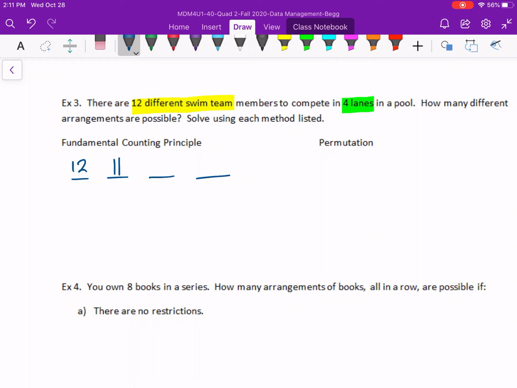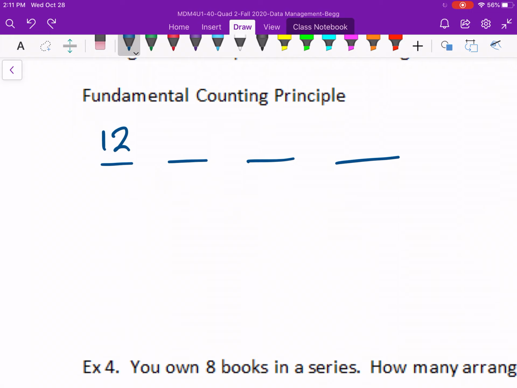So let me backtrack for a second. The reason why I wrote a 12 in that first number is I've got 12 choices, right? There's 12 members of the team. I could pick any one of those 12 to go in the first lane. But once I put a person in the lane, let's call her Sally, once Sally's in that first lane, then I can't choose her for the next lane. So now I've only got 11 choices. And then once 2 people are chosen, now I've got 10. And then I've got 9. So using the fundamental counting principle, I've got 12 times 11 times 10 times 9 different ways of arranging them.